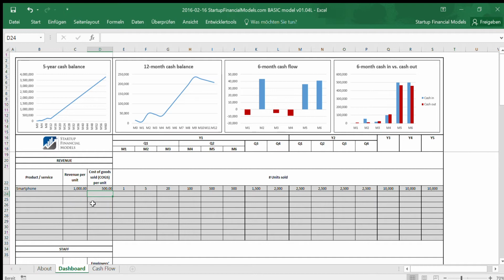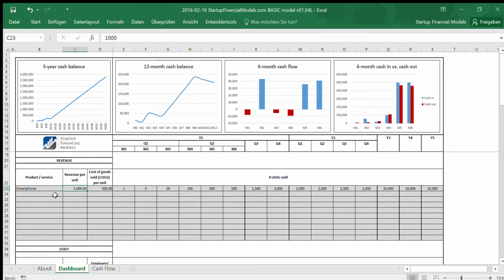So in order to do this, for this example, we assume we are a company that produces a specific smartphone product, a high-priced one. It costs 1,000 euros or US dollars or whatever you want per unit as a sale price. So that's what we put in here. You can put in up to 10 products. Actually, we only have one for this example.